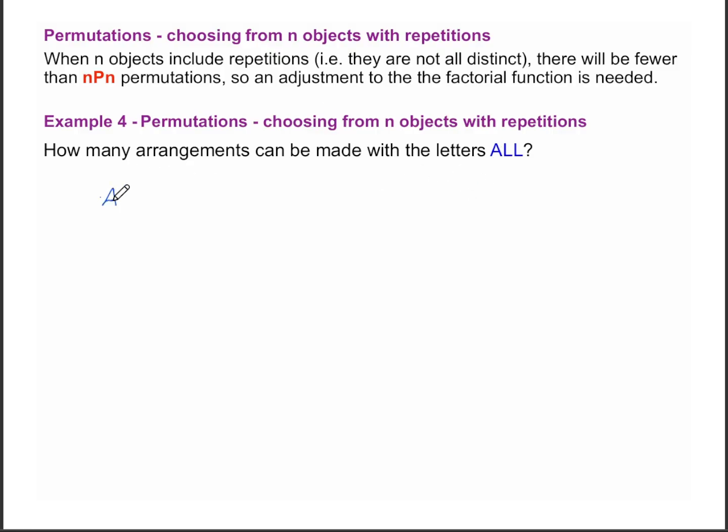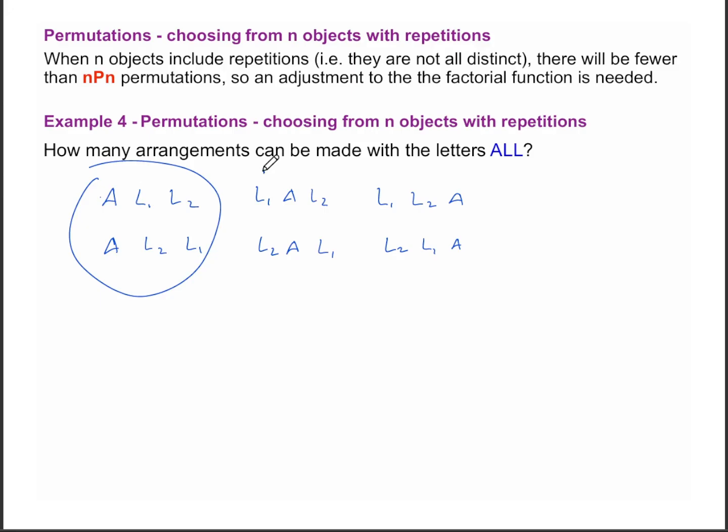So A, L1, L2; A, L2, L1; L1, A, L2; L2, A, L1; L1, L2, A; and L2, L1, A. So there are 6 possibilities if those L's were distinct. But remember, these 2 are the same, these 2 are the same, and these 2 are the same. Why are they the same? Because the L's have no difference between them.